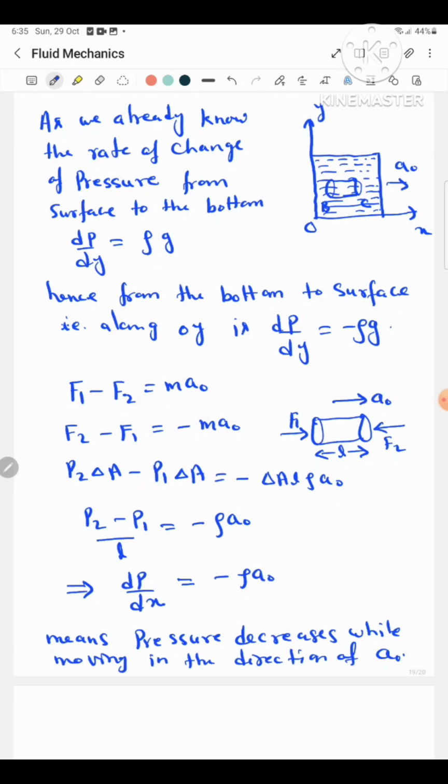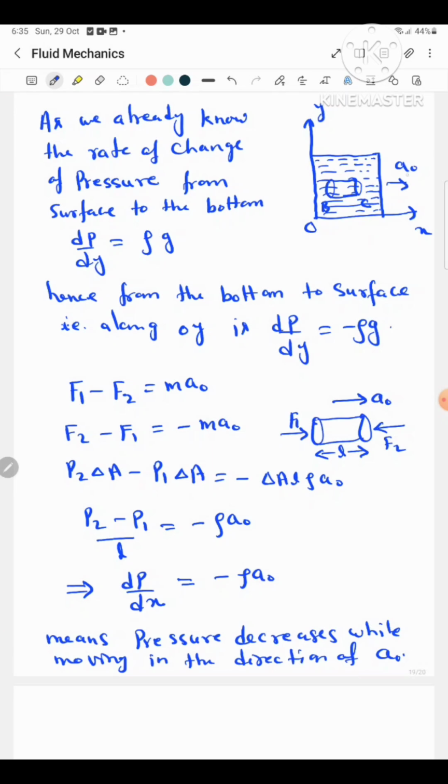That is the pressure difference upon the length difference. So it is just like dP upon dx, the pressure change in the x direction. It can be written as dP upon dx, pressure change while moving in the x direction. So that will be minus rho A naught. The minus sign shows that pressure is decreasing while moving in the direction of the acceleration A naught.